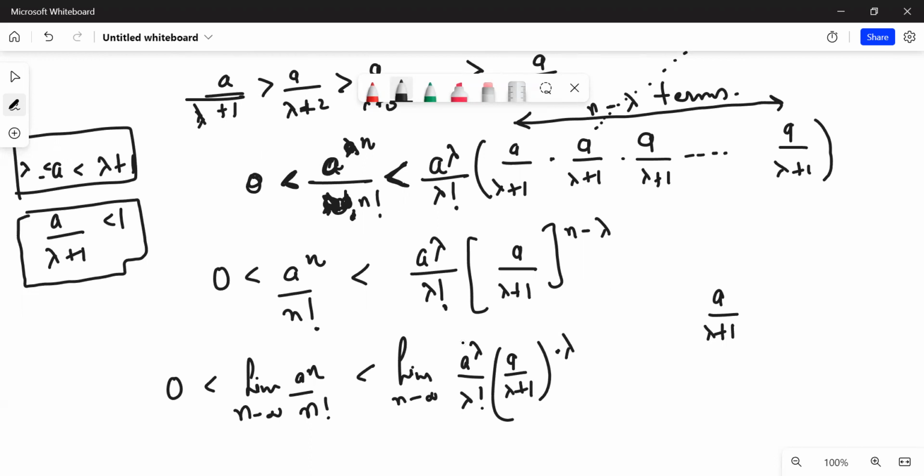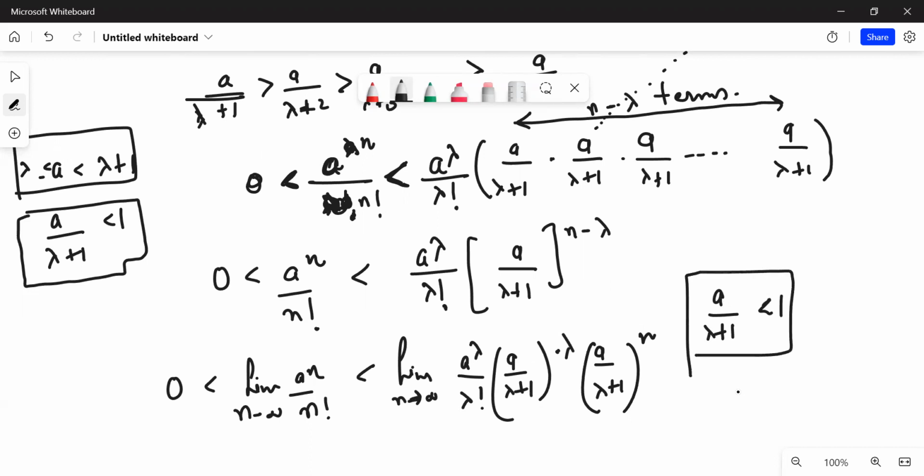I'm not bothered about it because on all these terms there is no limit. Lambda would be some finite number, but there is an infinite limit here, which tends to infinity. And understand that a divided by lambda plus 1 is less than 1. On the very first day, I taught you that if I want to find limit n tends to infinity, a to the power n, it would be 0, provided a lies between 0 and 1. So one can clearly see that a upon lambda plus 1 would obviously lie between 0 and 1, because this is positive, but it would be less than 1.